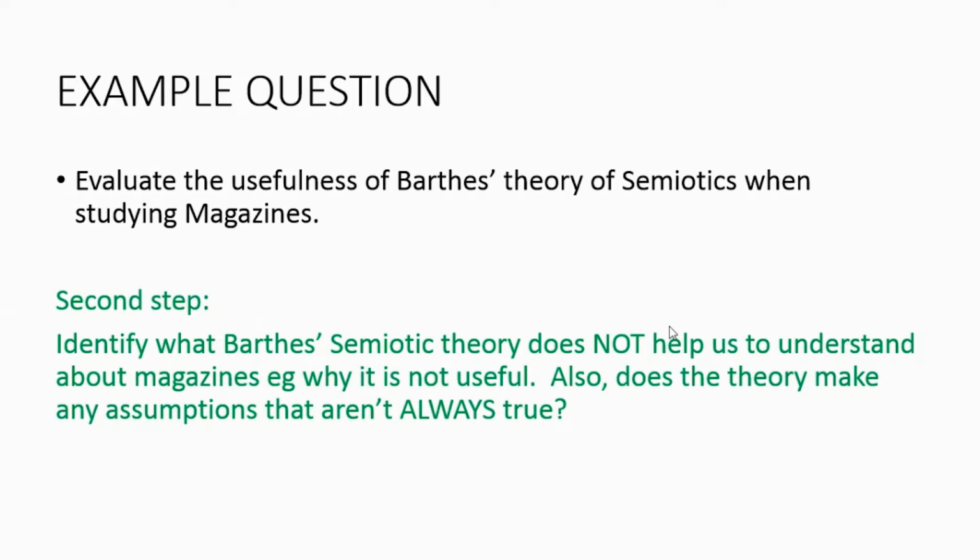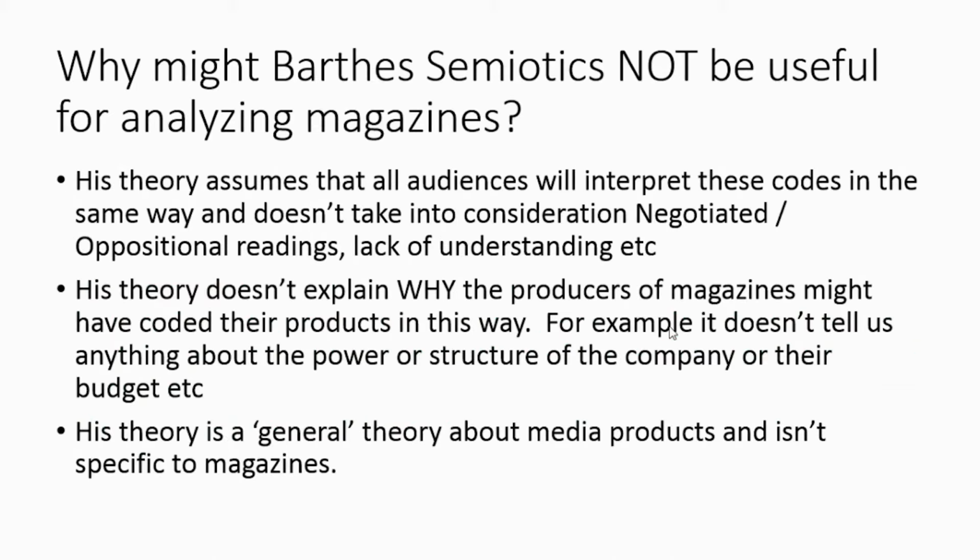So is there anything in Huck or Woman's Realm, or whichever magazines you're studying, that is not explained by Barthes's semiotic theory? I've given you some ideas here. His theory assumes that all audiences will interpret these codes in the same way. His ideas about symbolic codes and semantic codes suggest that everyone is going to understand and interpret them in the same way. It doesn't take into consideration negotiated or oppositional readings. Remember, that's Stuart Hall's reception theory.